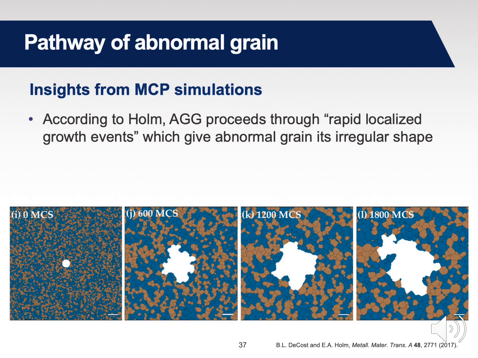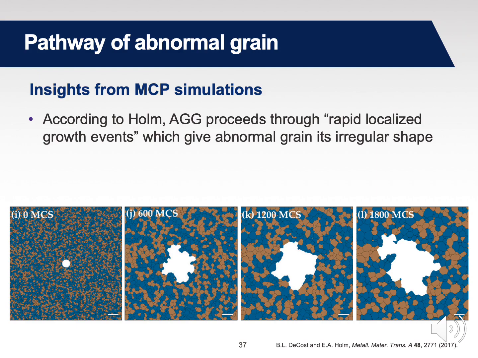These insights tell us that indeed the abnormal grain should consume the structure. It doesn't really tell us its pathway. How does it do so? And so here we were greatly inspired by another paper, another very insightful work by Liz Holmes' team at Carnegie Mellon. According to her group, she determined that abnormal grain growth proceeds through rapid and localized growth events, which give an abnormal grain its irregular shape. So she seeded her simulations with this abnormal grain that grows, and it develops this highly peninsular morphology.